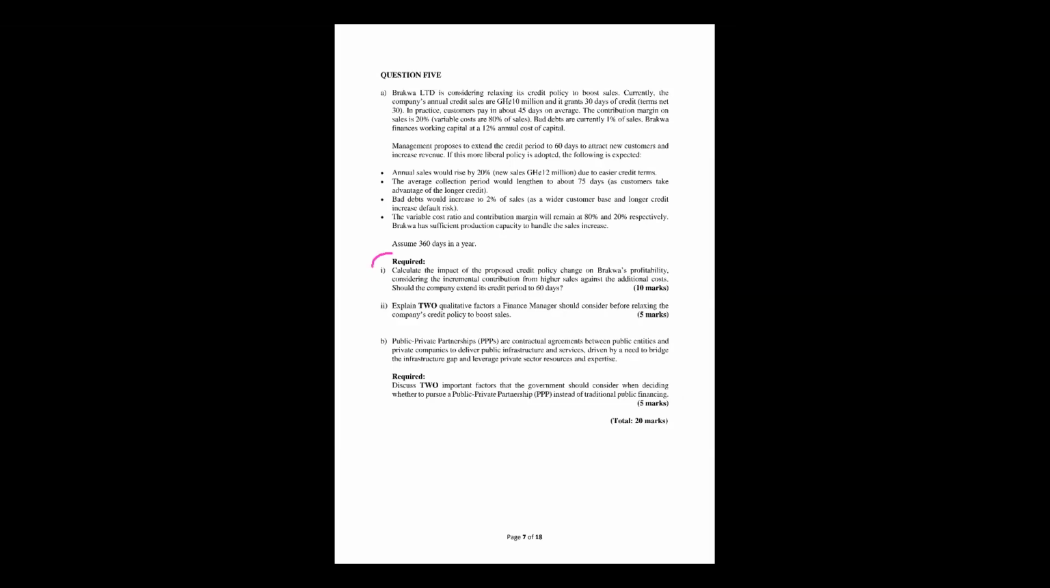So we will say requirement, come and read here. Calculate the net present costs. So it's an NPV cost of each of the 5 marks. Then the next one, question 5. I'll come and read the requirements here. Calculate the impact of the proposed credit policy change.